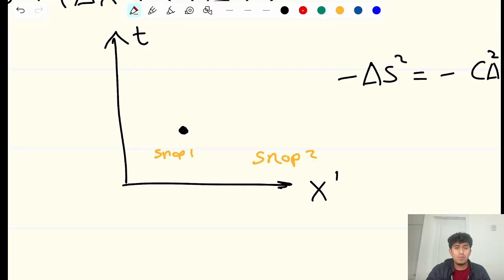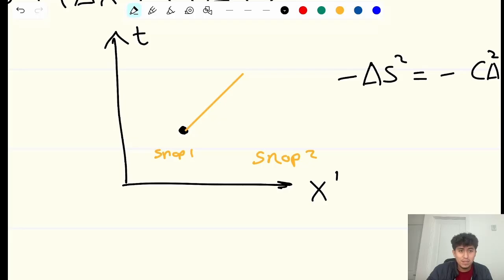And light-like would be me just shooting a pulse of light. Let's say there's a light here, and I'm here. So I shoot light, it arrives at some point. And how is that described? It's just going to be at 45 degrees, because the speed of light doesn't change, so it's just going to be the same.